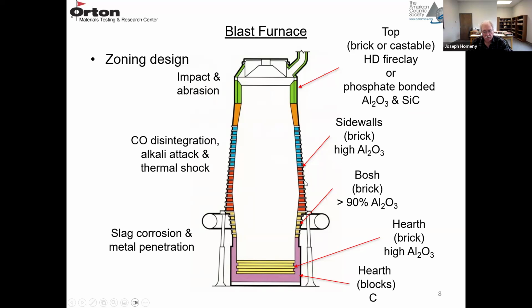And then down towards the bottom of the sidewalls, you have a higher alumina content, maybe greater than 90% alumina. The hearth is going to be a high alumina brick, plus it's going to be lined with carbon. Carbon is non-wetting for the metal. The metal is non-wetting on the carbon. So those are the different kinds of refractories that are commonly used in a blast furnace, and that's how it's zoned.